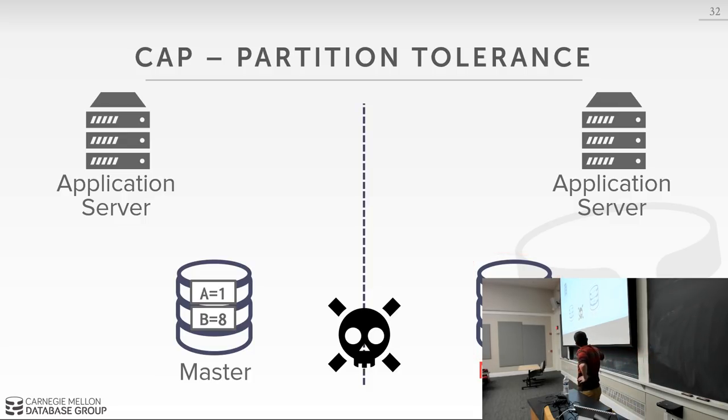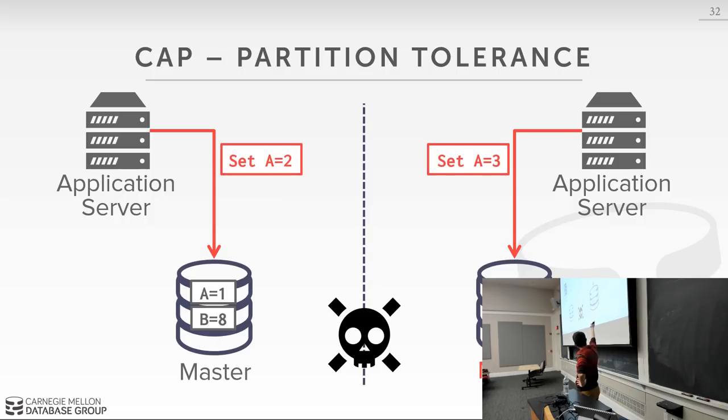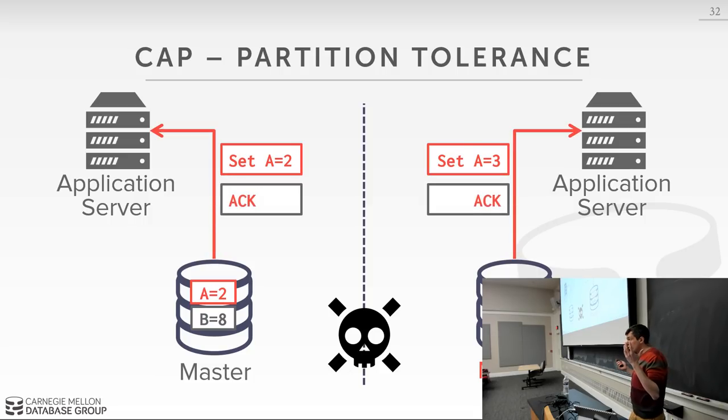And what's going to happen is each of these two application servers are going to start writing transactions. They're going to update both of them, make different changes that conflict. They both get an acknowledgement that these changes are allowed to happen. But now the network comes back, and now I have to resolve this. This guy thought it was the master, and he made A equals 2. But this guy thought he was the master, and now it's A equals 3. And I've told both of the application servers that these transactions are allowed to commit. So this, obviously, we don't want to happen.